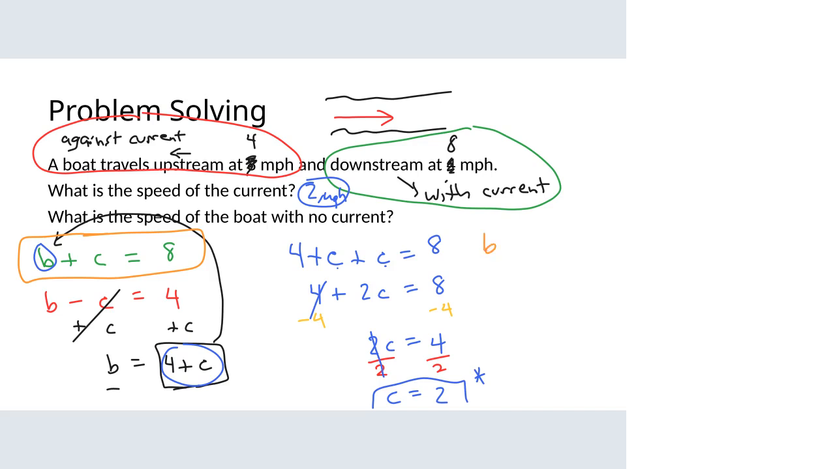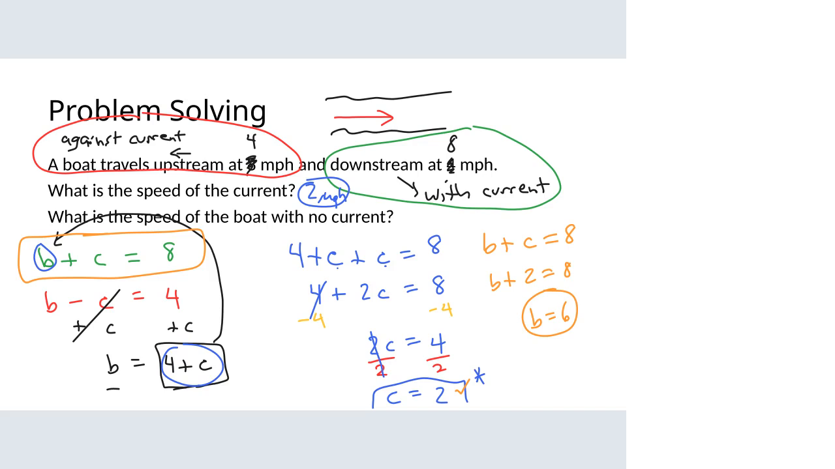And if I know b plus c is equal to 8, now I know c is 2. So that's b plus 2 is equal to 8. Subtract 2 from both sides and find out that b is 6. So we just found out that the speed of the boat was 6 and the speed of the current was 2.